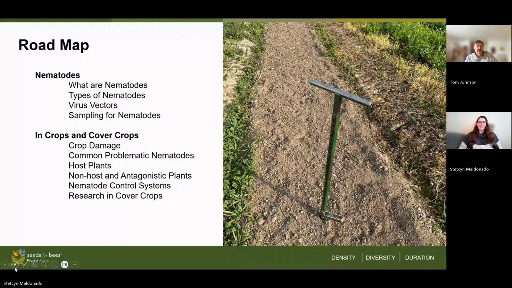Hello. So here's a roadmap about how the talk is going to go today. Today we're talking about what nematodes are, types of nematodes, virus vectors, so how nematodes can spread viruses, and sampling for nematodes. And then I'll toss it over to Tom, and he'll talk about the more practical portions of this, as far as crop damage, problems that nematodes can cause, different plant nematode interactions, and then he'll discuss some of the recent research in cover crops as far as nematode interactions.